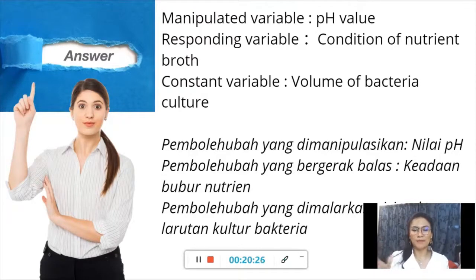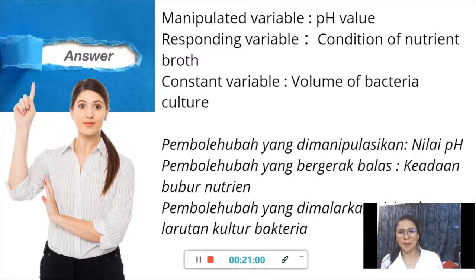Then for your responding variable, in this case, it's the condition of the nutrient broth. Then for the constant variable, your volume of bacteria. Dalam BM, pemboleh ubah yang dimanipulasi ialah nilai pH, pemboleh ubah yang bergerak balas, keadaan bubur nutrien, pemboleh ubah yang dimalarkan ialah isi padu larutan kultur bacteria.